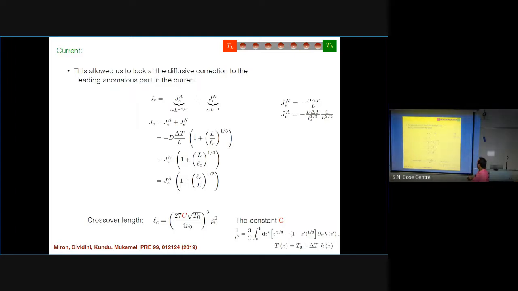If I write it in this form, you can see this is normal times 1 plus (L by LC) to the 1/3. Of course, at very, very large L, this term dominates. This is 1 over L, this is L to the 1/3, which will give you a minus 2/3. But if you take L to be much smaller than LC, you can have a hydrodynamic distribution even below LC. That means you have to choose your parameters such that LC is already very large, so that even below LC you see the basic structure, and then you cross over and go to anomalous.